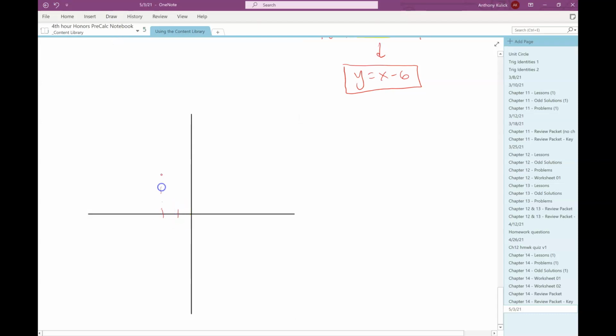I've got my vertical asymptote here at -2. And then I'm going to graph this line, my diagonal line, by just using the x and y intercepts for it. So one point on this line would be (6, 0), and another point would be (0, -6), right? Everybody's okay with that?